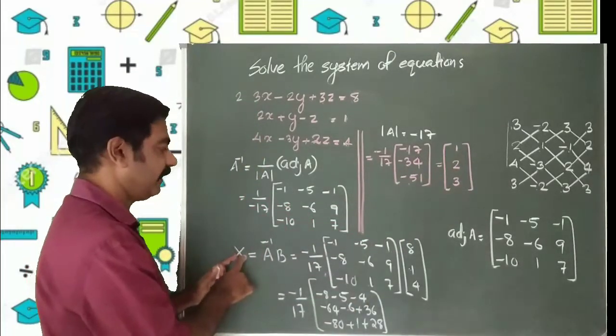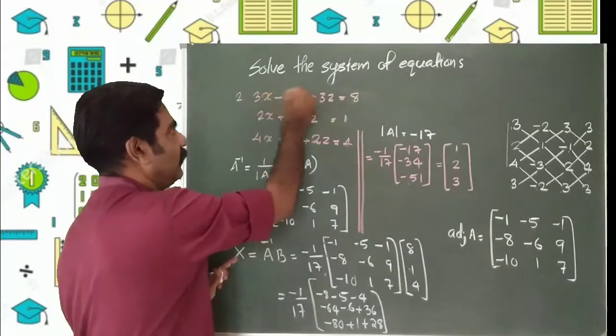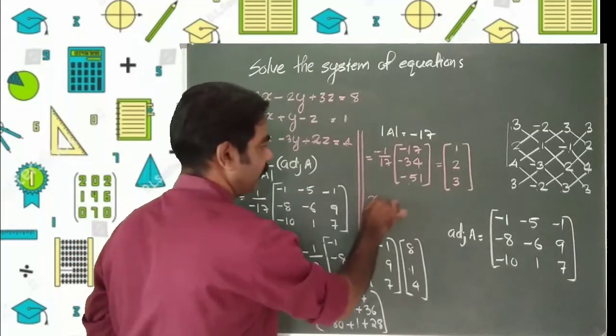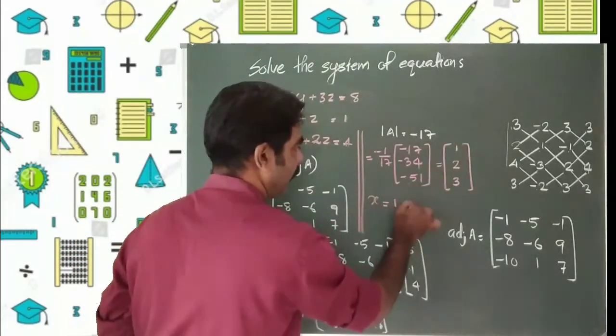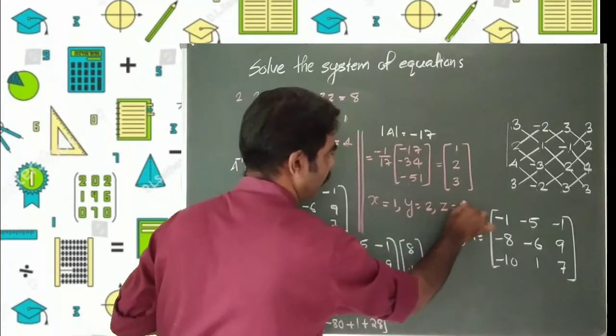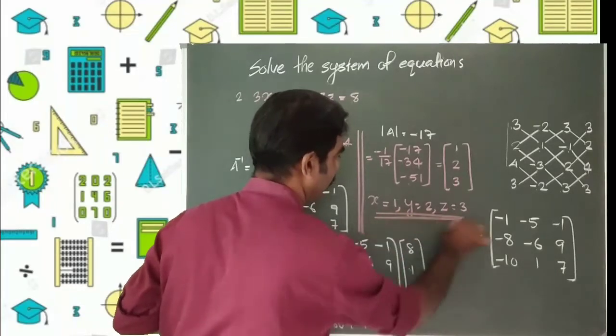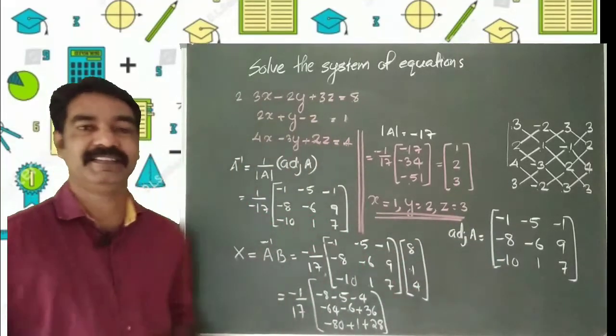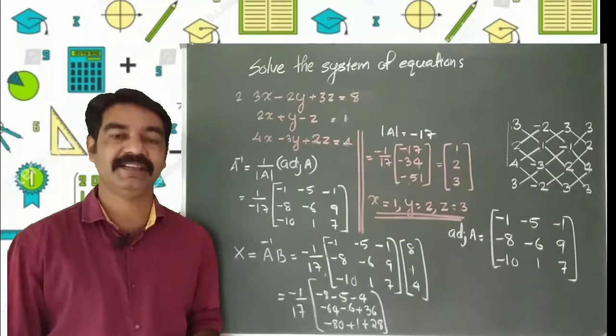So what is X? X means the variables x, y, z. So we get x is equal to the first element 1, y is equal to the second element 2, and z is equal to the third element 3. So these are the values of x, y and z, the solutions of the given equations.